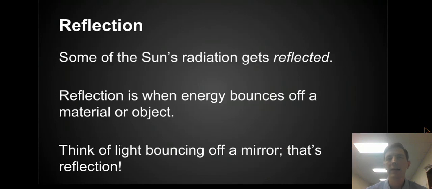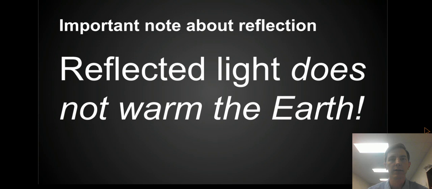Reflection is when energy bounces off a material or an object. So think about light bouncing off of a mirror. That's reflection. And just like light can bounce off of a mirror, light can also bounce off of things on the Earth's surface and bounce back into outer space. And that's what happens. Some of the light comes and hits the Earth and it bounces off things like the clouds, the ground, even the atmosphere itself. And that light bounces straight back up into space and is gone.